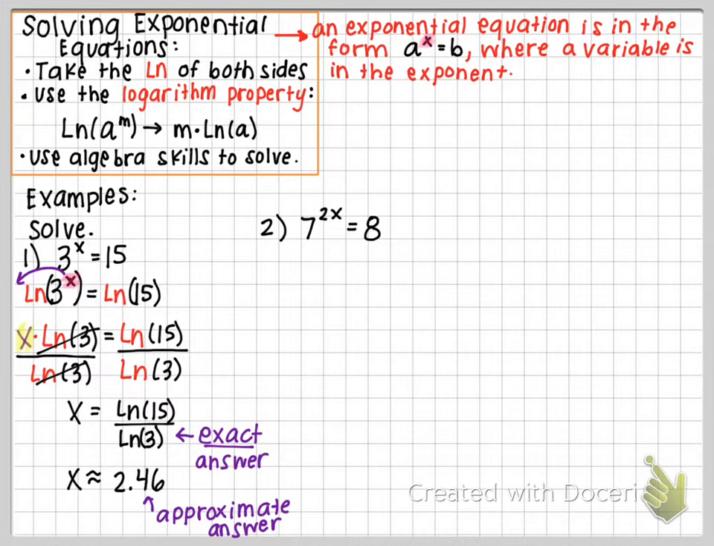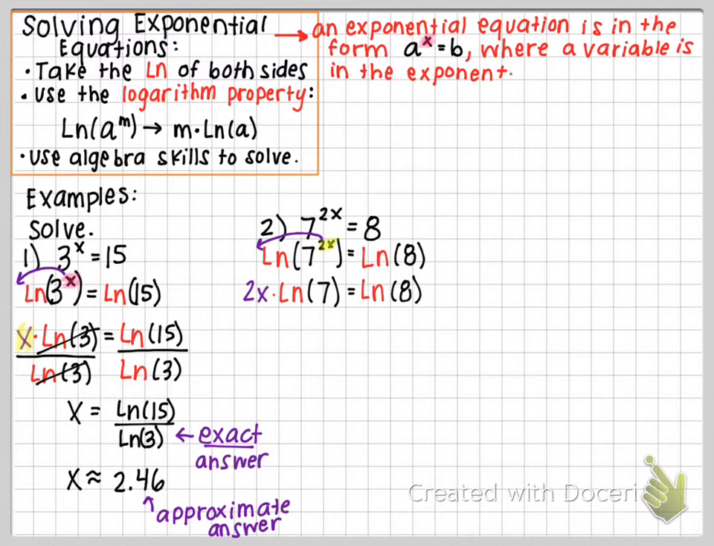Okay, notice again, this is an exponential because there's an x in the exponent. What's the first step we did over here? We took the ln of both sides. So I'm just going to put ln right in front of each term. Now what's the next step? We have to use the logarithm property, which means this 2x moves to the front. So 2x times ln 7 equals ln 8.